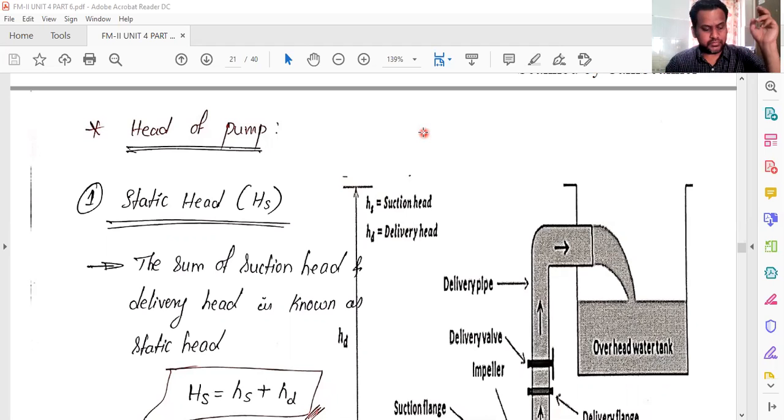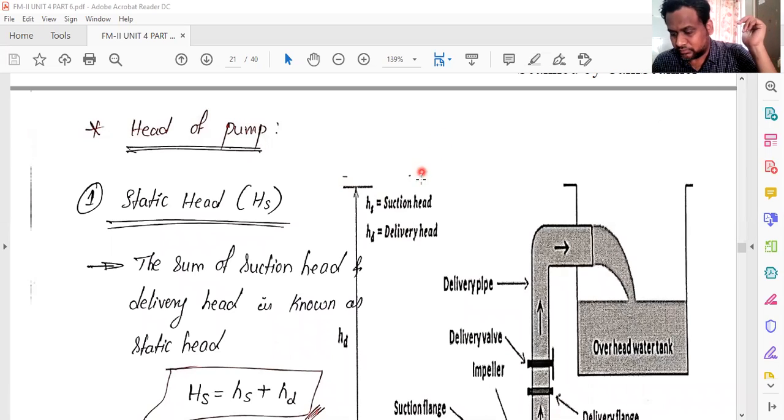It will take another two, maximum three classes to complete this particular chapter. After that, we'll move on to the sixth unit, that is gradually varied flow. Fifth unit, you can study yourself. It is a theoretical topic. In detail, I will let you know through WhatsApp.